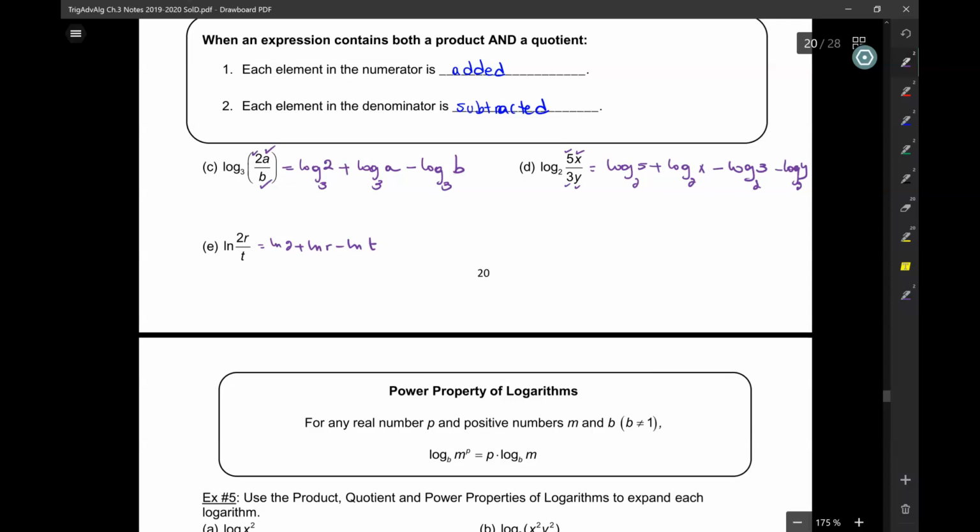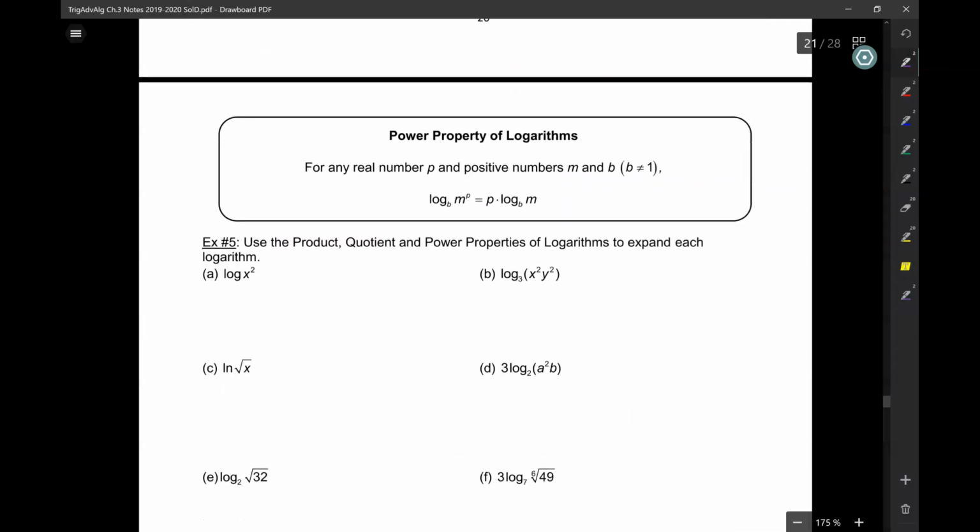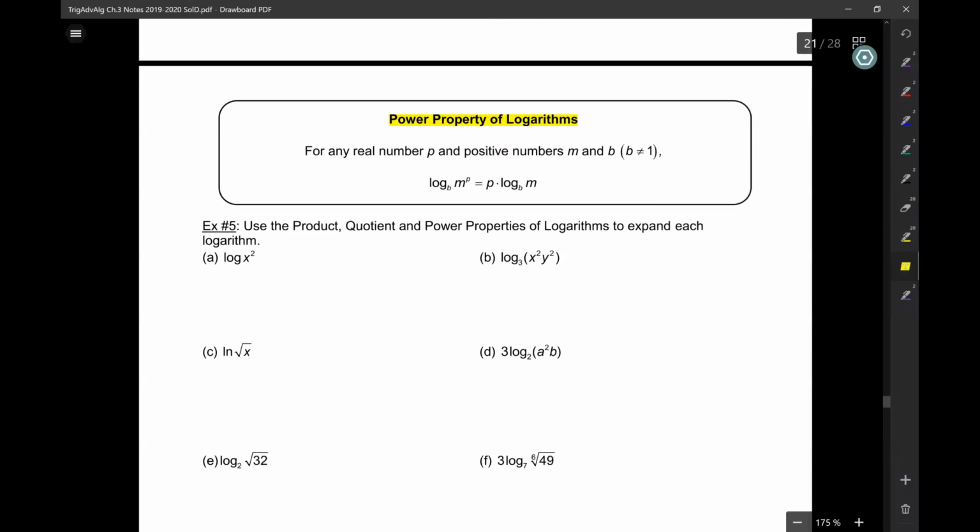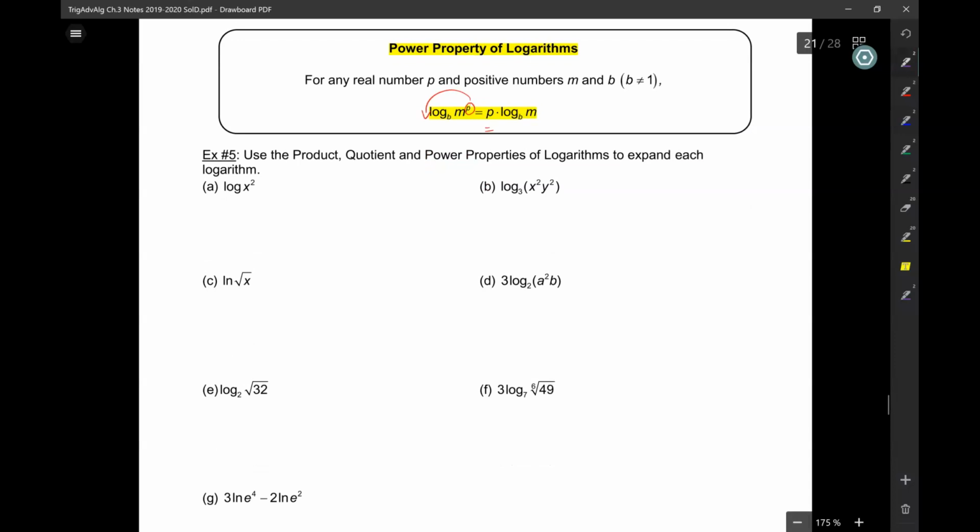Okay, last but not least, power property. If you have a power in the log, the power comes down and it becomes a coefficient. Okay? So, let's expand these ones. I have a power here, comes down. So I get 2 log x.